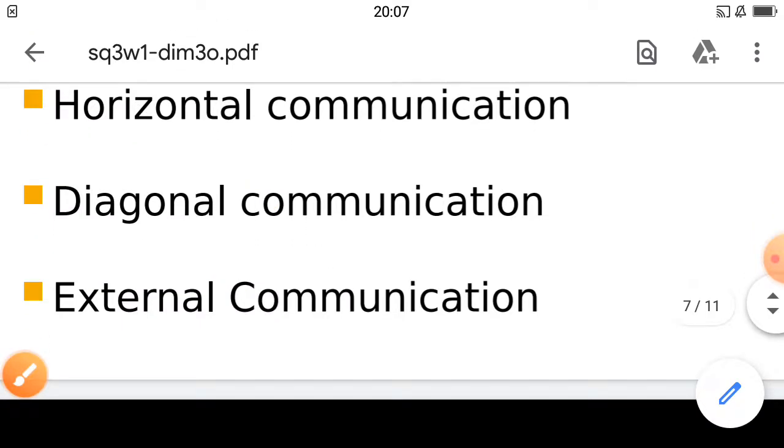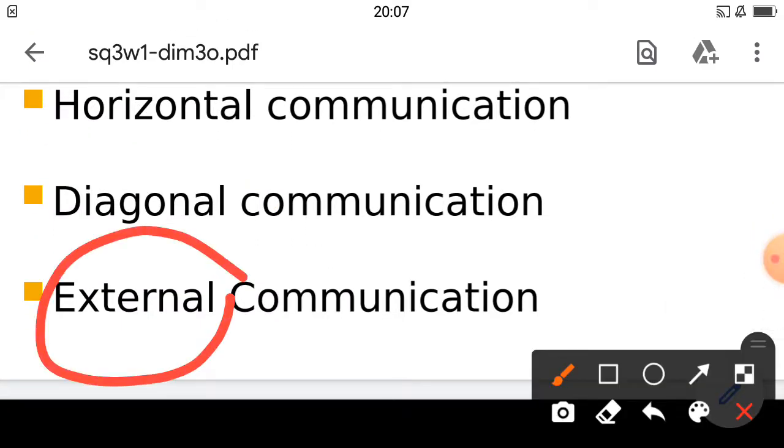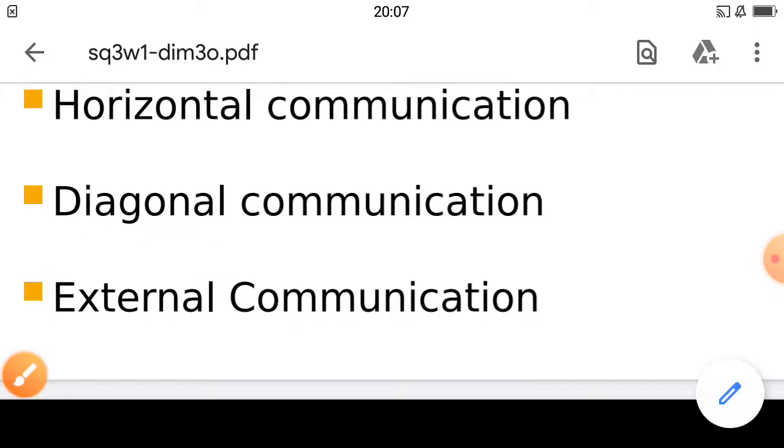After diagonal, finally, we have the external communication. So this is another type of communication flow, and here an organization communicates with people or organizations outside the business. Recipients of external communication include customers, lawmakers, suppliers, and other community stakeholders. Annual reports, press releases, product promotions, financial reports are all examples of external communication.